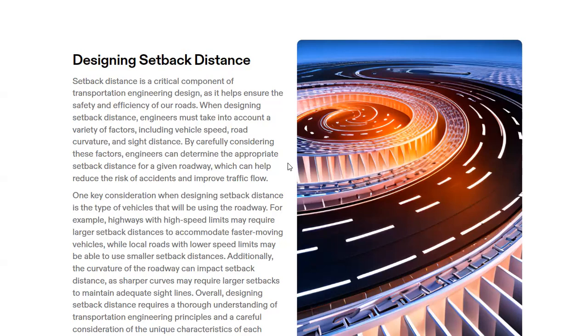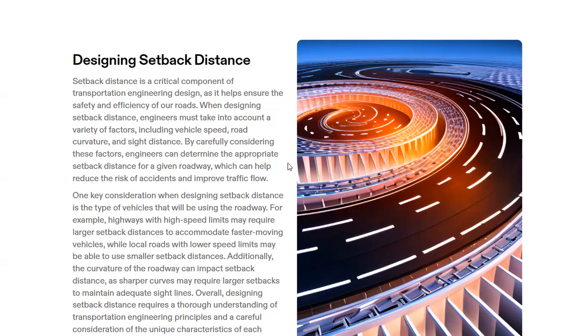When designing setback distance, engineers, meaning civil engineers, must take into account a variety of factors, including vehicle speed, road curvature, and side distance. By carefully considering these factors, engineers can determine the appropriate setback distance for a given roadway, which can help reduce the risk of accidents and improve traffic flow. These are the steps engineers think about in designing setback distance on the roadside.